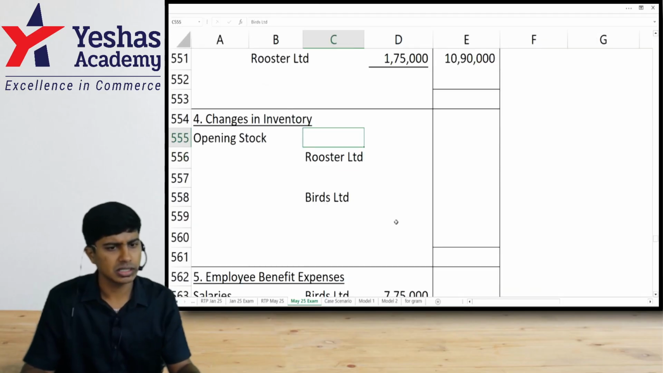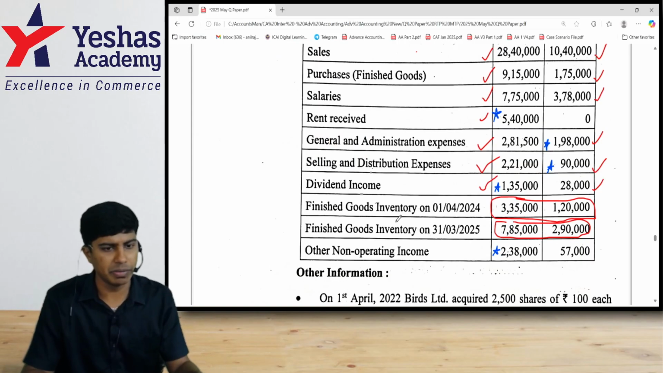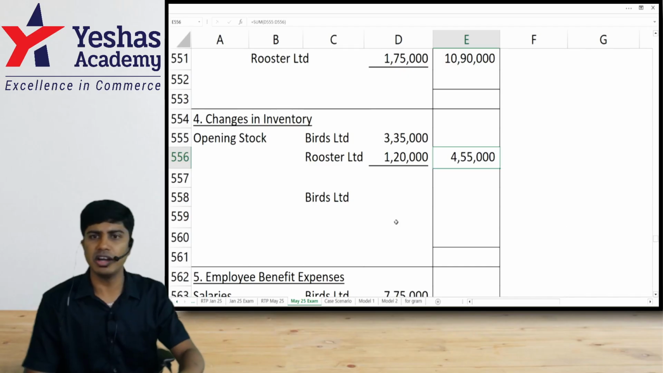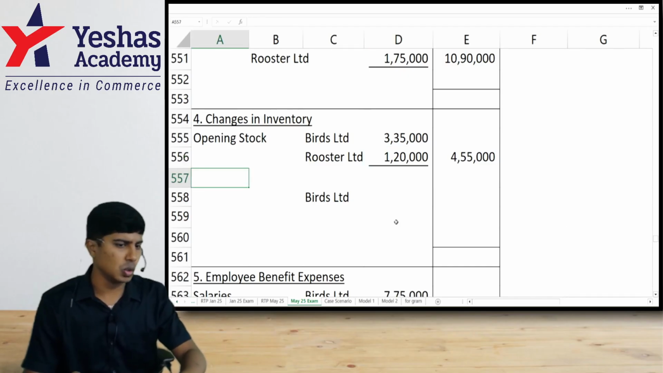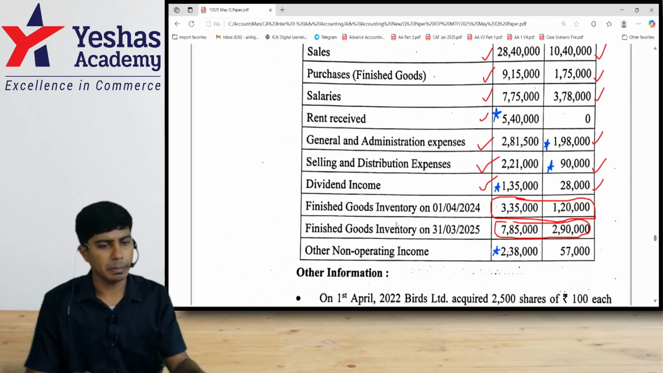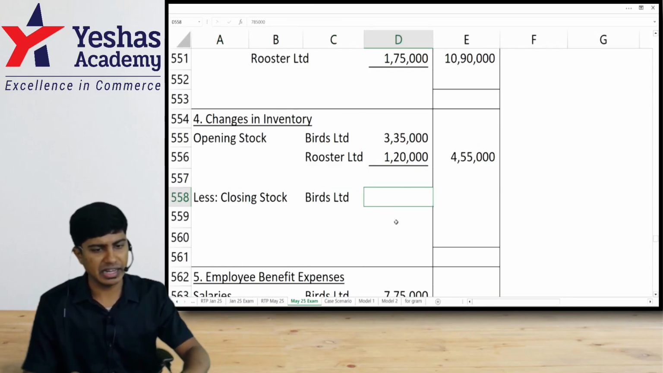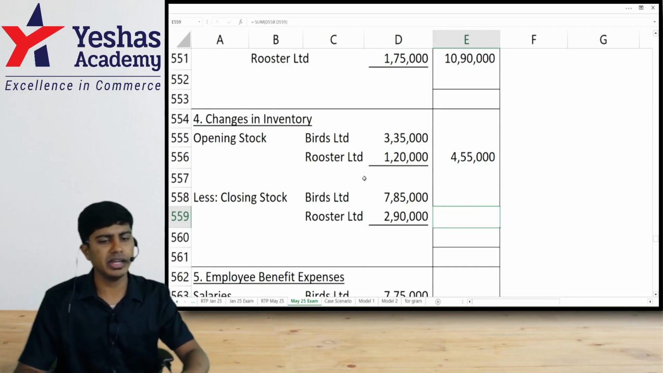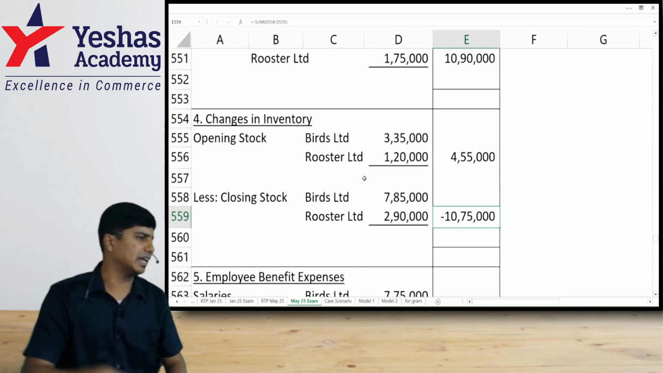Rooster is, sorry, first we'll write Birds. Birds is 3 lakh 35 and 1 lakh 20. Together I can call it 4 lakh 55. Now I'll write closing. How much is it of closing? Birds is 7 lakh 85. Can I say Rooster is 2 lakh 90? Together it will be 10 lakh 75. This has to be the minus amount.